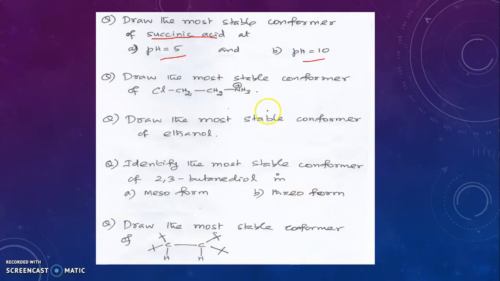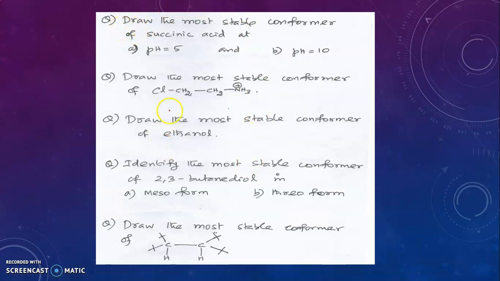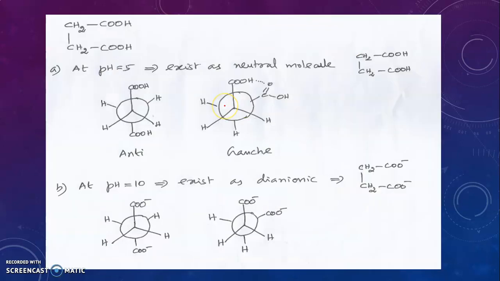Now, I have another set of questions here. So this is question number 1. Draw the most stable conformer of succinic acid at pH equal to 5 and pH equal to 10. pH equal to 5 means acidic medium. pH equal to 10 is basic medium. So in acidic medium, what will be the most stable conformer of succinic acid? And in basic medium, what will be the most stable conformer? We will discuss this question first.